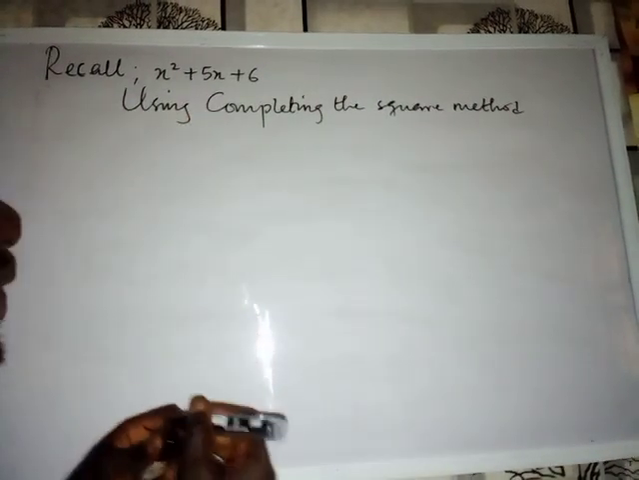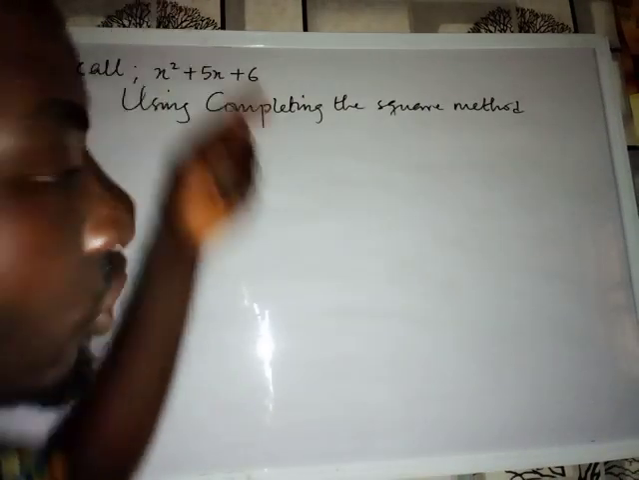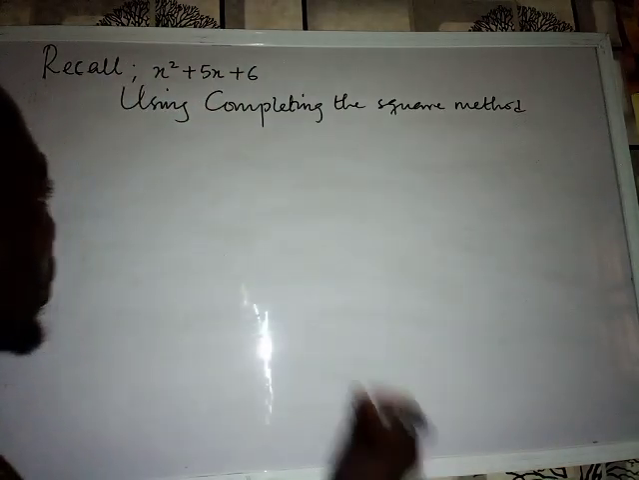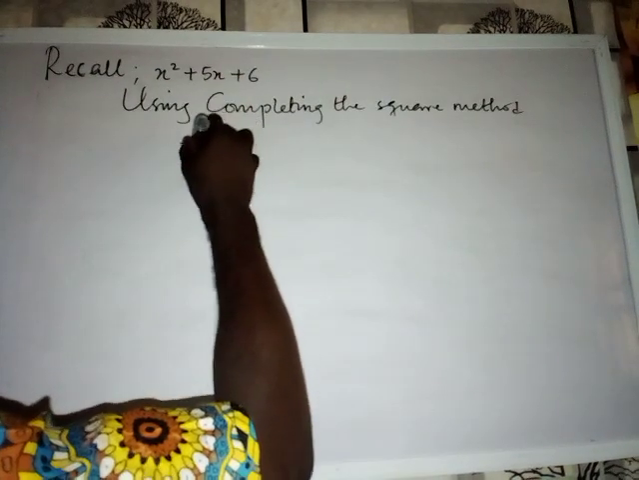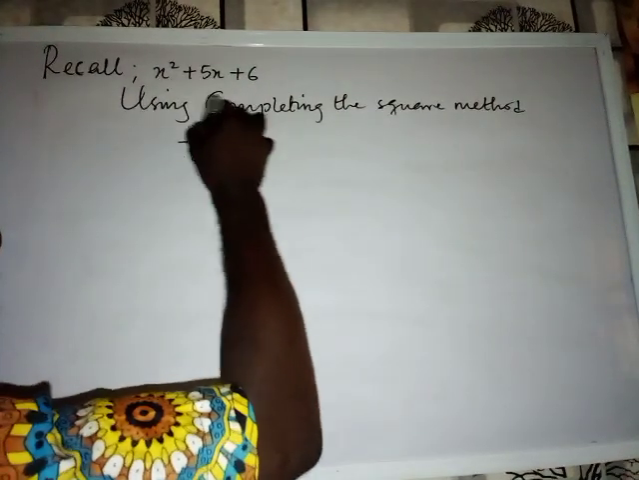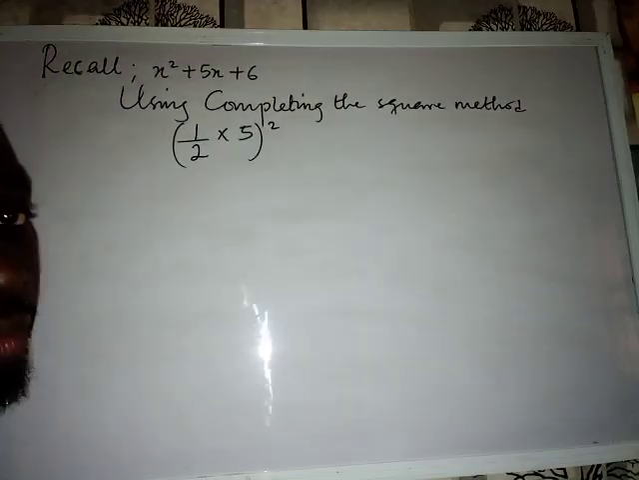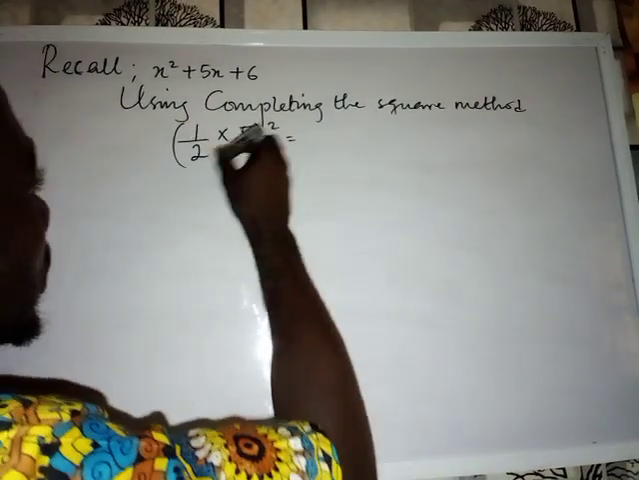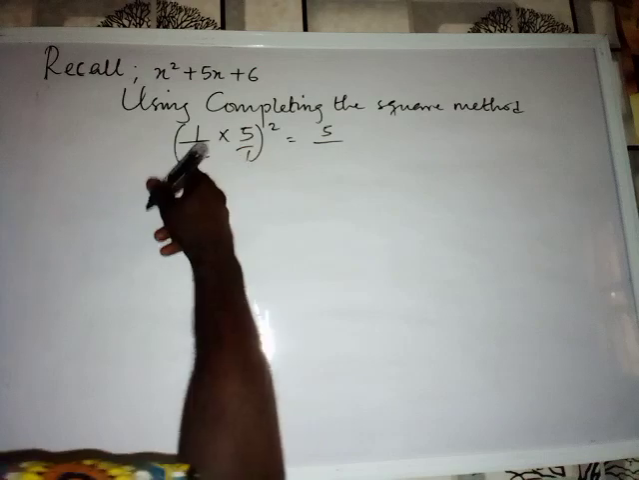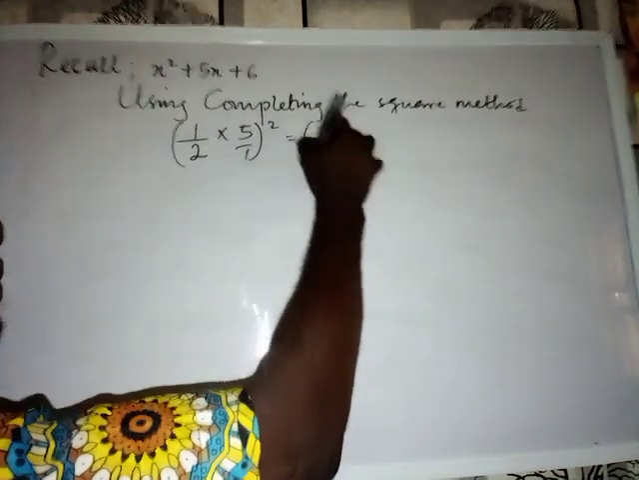So how do I go about this? The first thing, I have to make the middle term a square, so that I can pair the answer with this x squared. So how do I go about that? I take 1 over 2 of the coefficient of x, that is 5. That gives us 5 over 2: 1 times 5 is 5, 2 times 1 is 2.